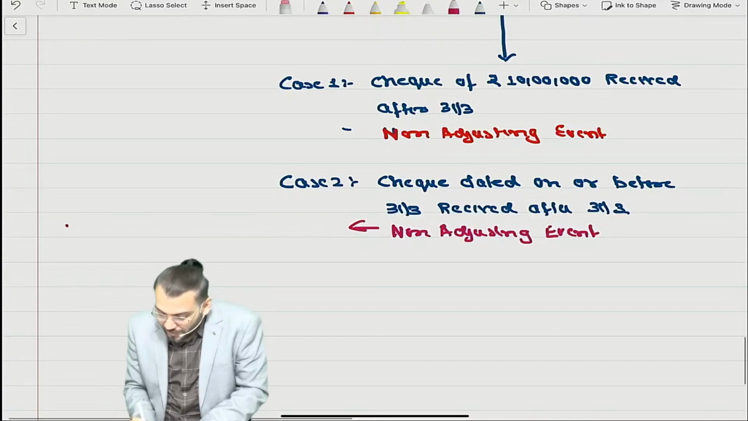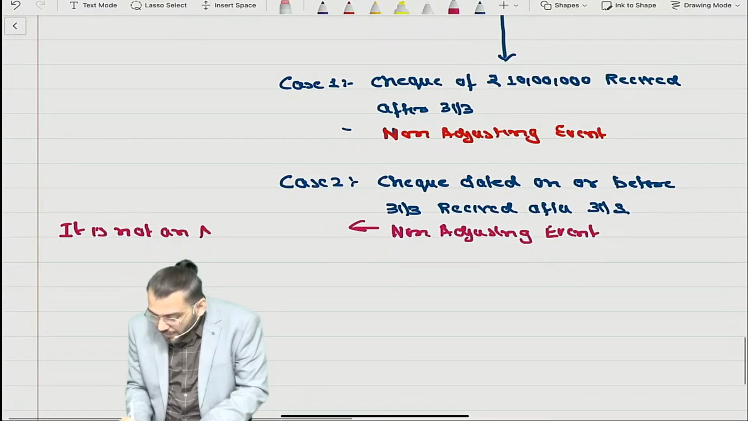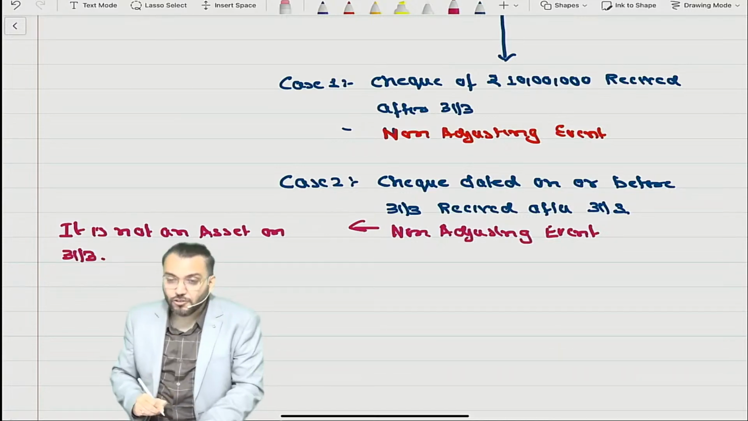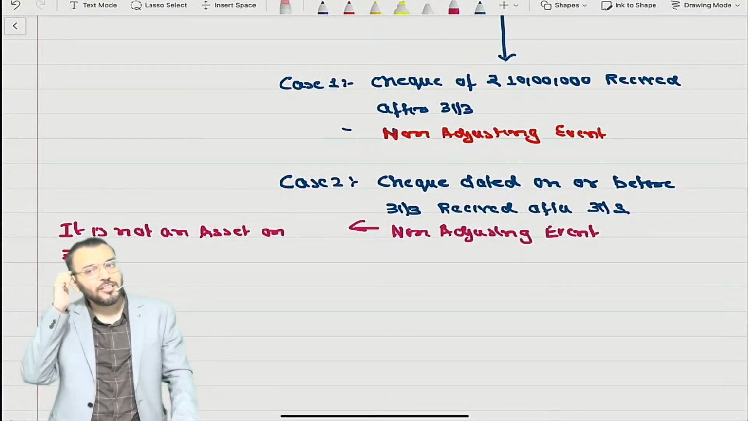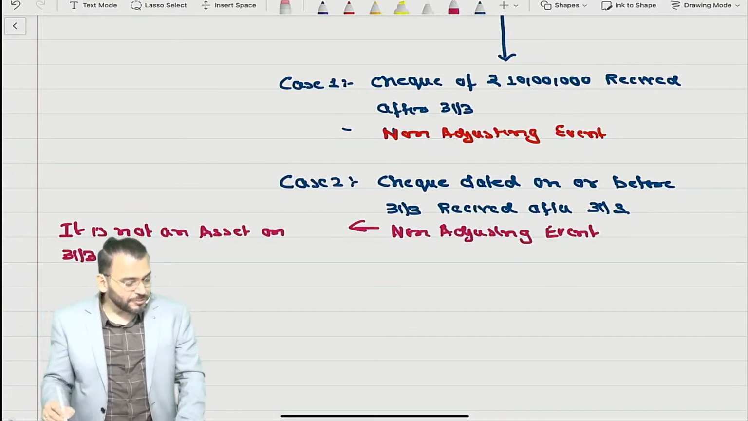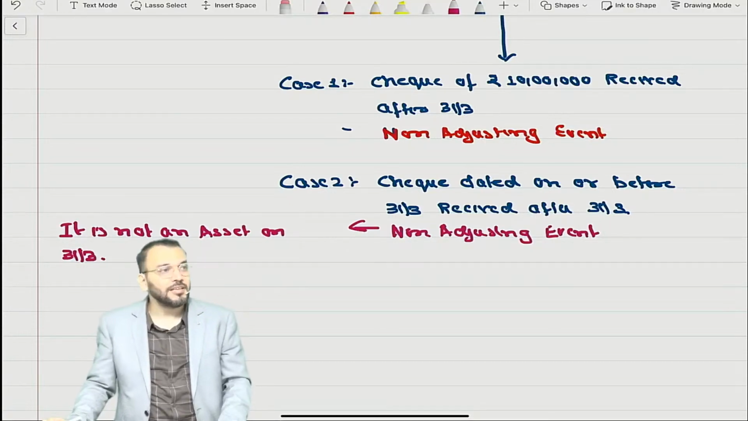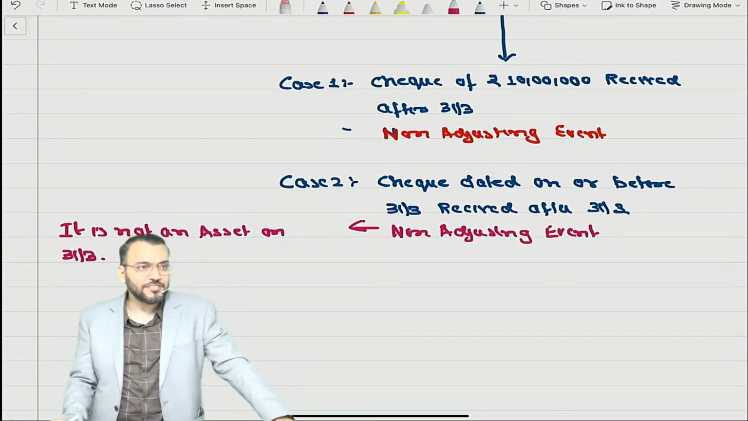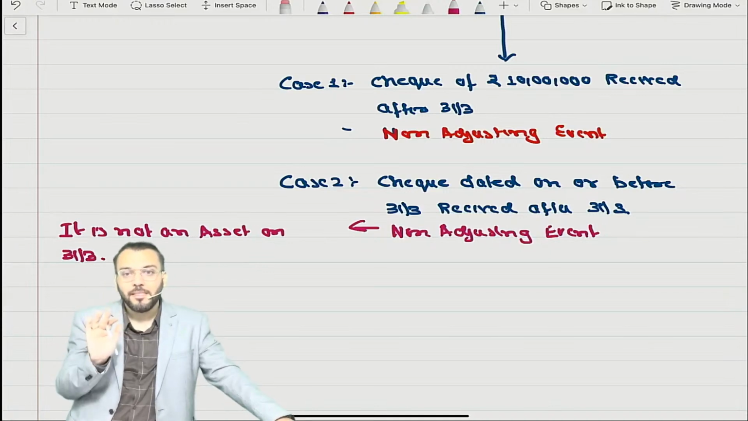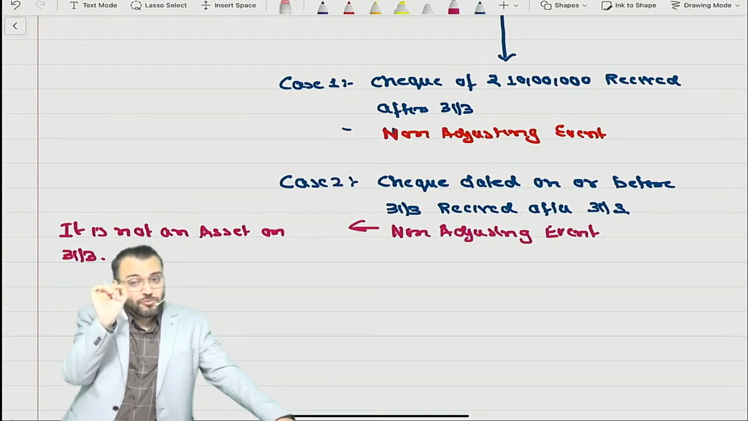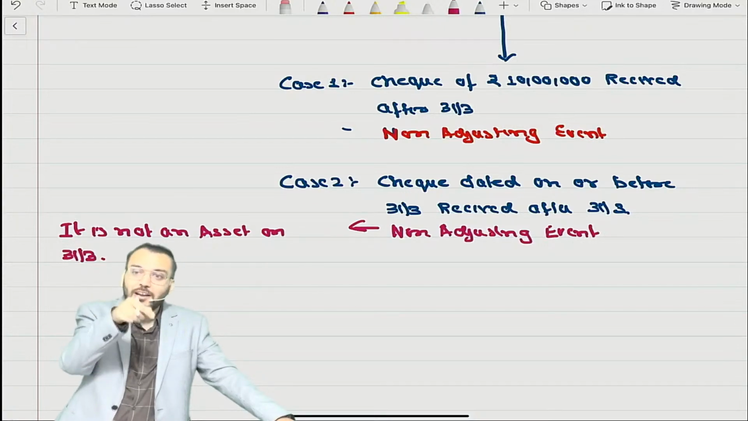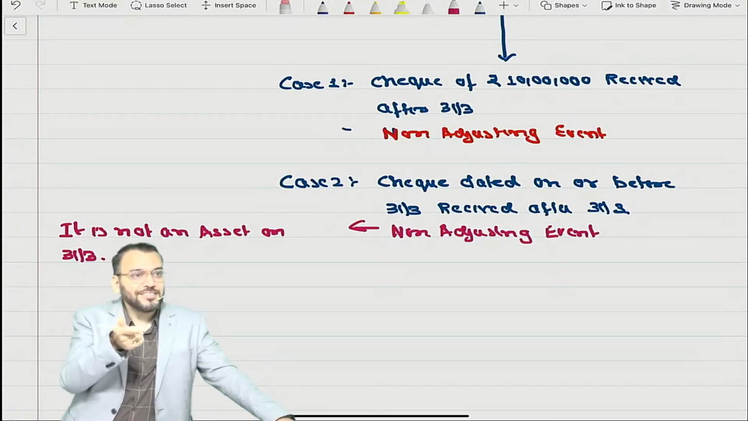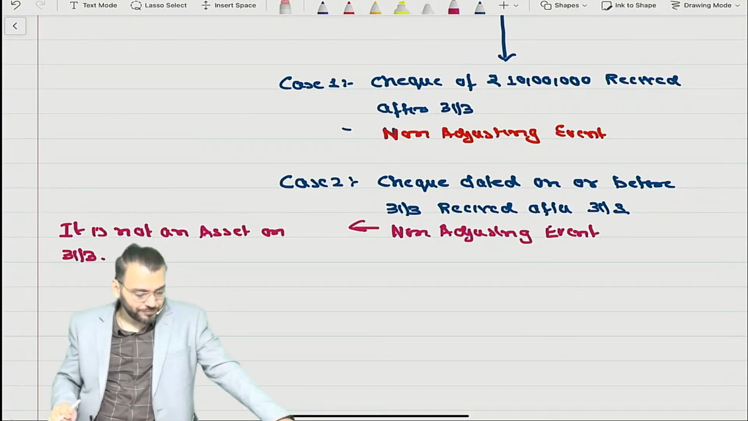Why? As it is not an asset on 31st March. What is the meaning of asset? Liability I have done in the previous chapter, so now the time has come for asset. Every definition I will do in CA Final, each definition, each word I will define. And you don't know that only. Do you know the meaning of asset? What is the meaning of asset?